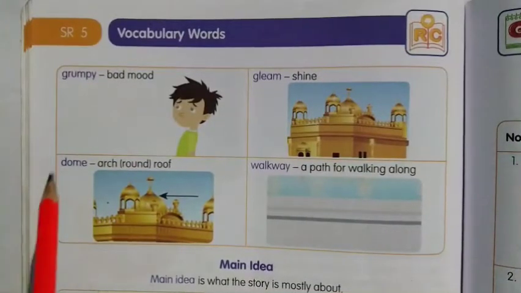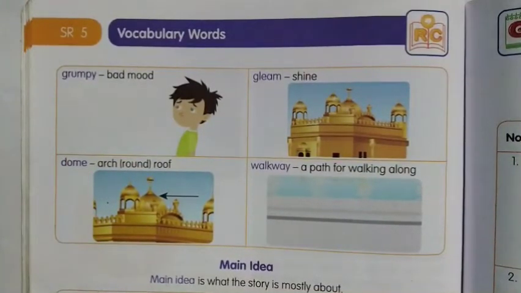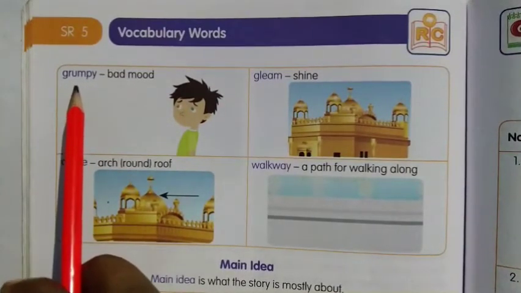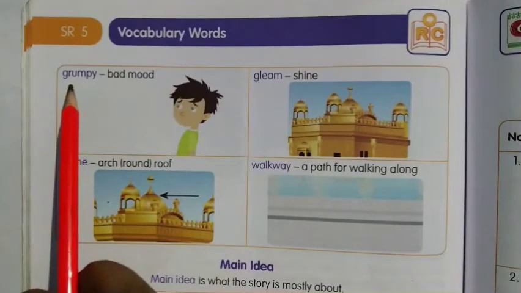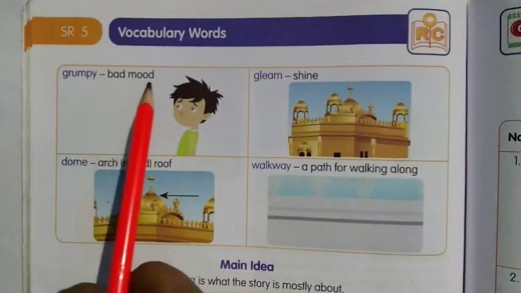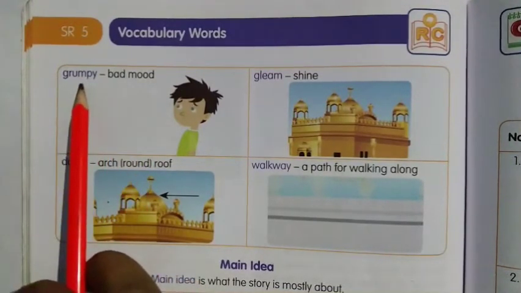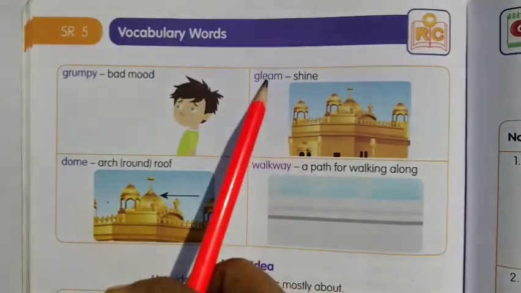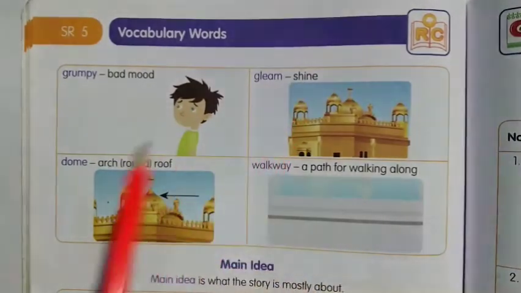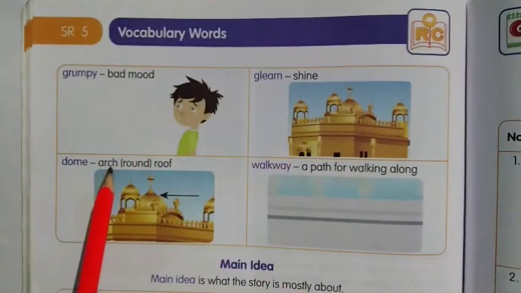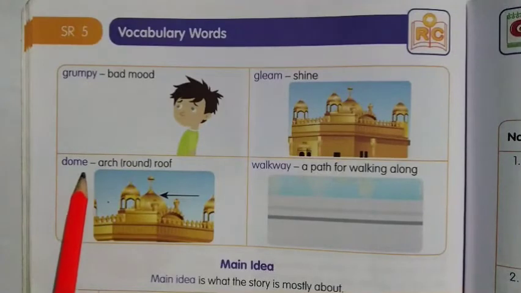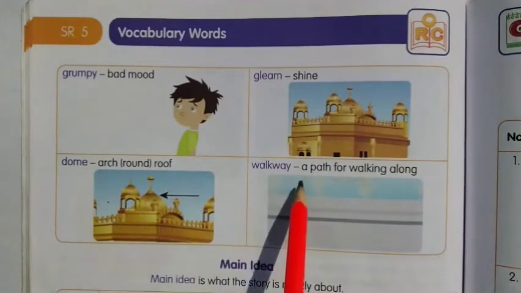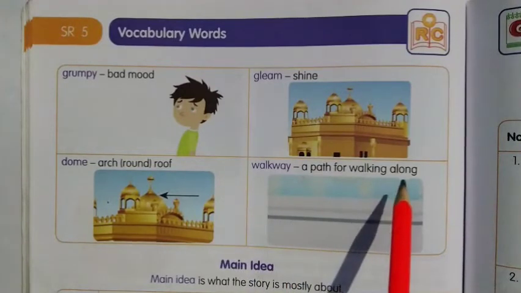Look at SR 25, page number 90, ma'am. Just point it with your finger and then read along with me. Grumpy. Bad mood. Gleam. Shine. Dome. Arch roof. Walkway. A path for walking along.